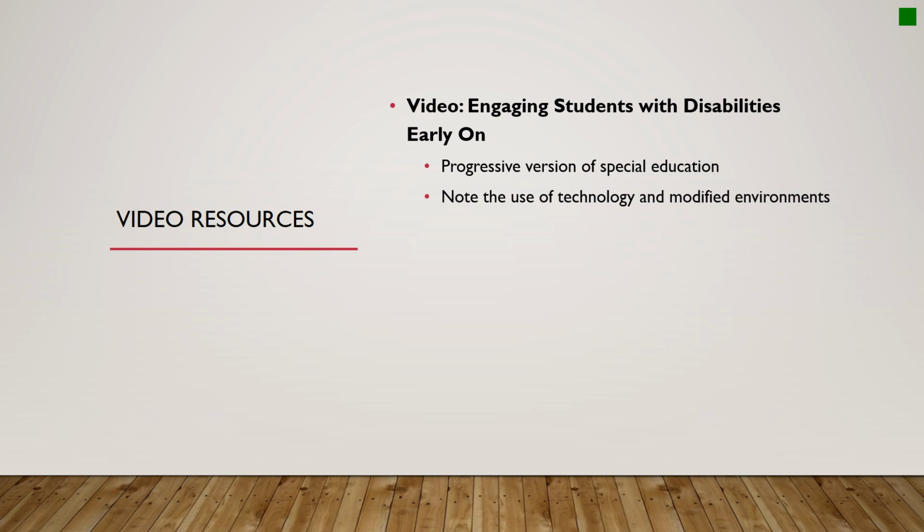And just a quick note on some of the video resources that you're going to be watching. The first one, engaging students with disabilities early on. This is just a really nice video to highlight the progressive version of special education. It also stresses the importance of technology, which is an example of one modification that someone may use to support a child with special needs. And here they focus a lot on children with learning disabilities like dyslexia, but of course the general principles can be applied to children with various different disabilities.